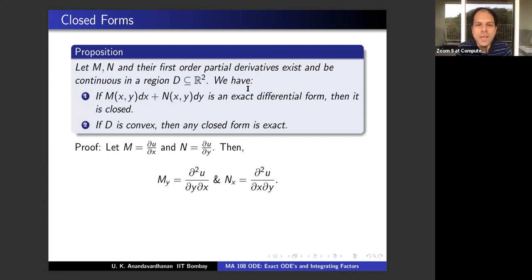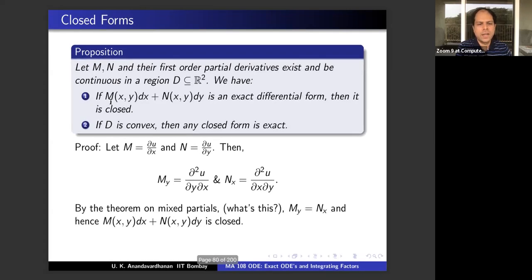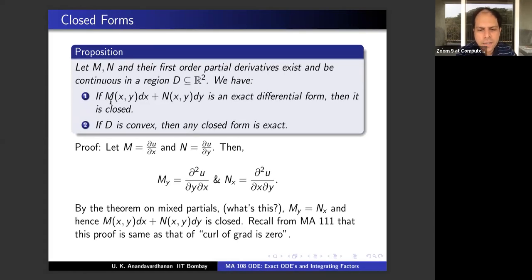So that is where you are using this thing. First order partial derivatives exist and are continuous. That is why this is true, right? Clairaut's theorem needs this assumption that partial derivatives exist and are continuous, and then this is true. So I called it the theorem on mixed partials. This is what you call Clairaut's theorem. So what is this? You have already answered. M_y is N_x, and therefore this is closed. Okay, very good. So we have recalled the proof. And this is the same proof that curl of grad is 0.